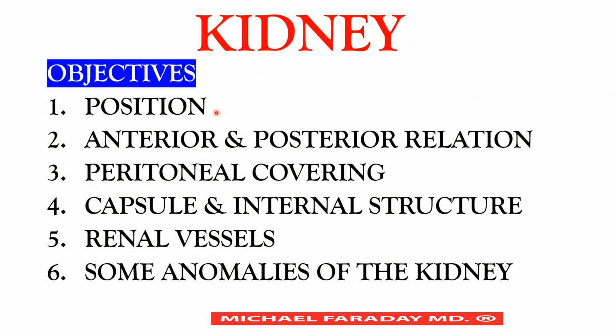Then we'll look at the capsule and internal structures of the kidney. So if you cut the kidney open, what are the structures that you can identify within the kidney? Then we'll look at the renal vessels, we'll look at the renal artery, we'll look at the renal vein, we'll look at the course of the artery, we'll look at the origin, we'll look at the termination, we'll look at the branches. Then we'll look at some anomalies of the kidney.